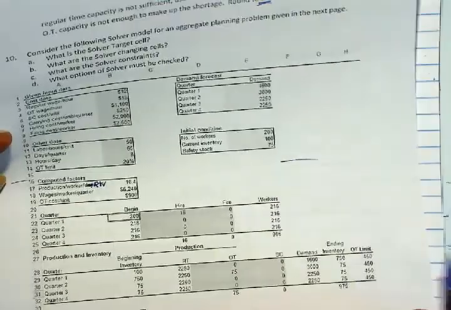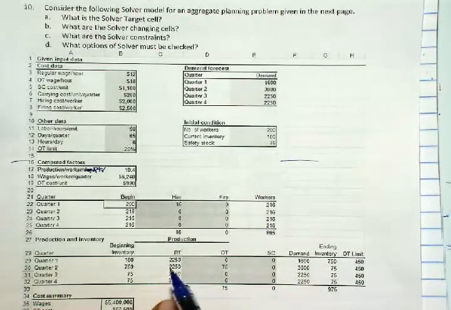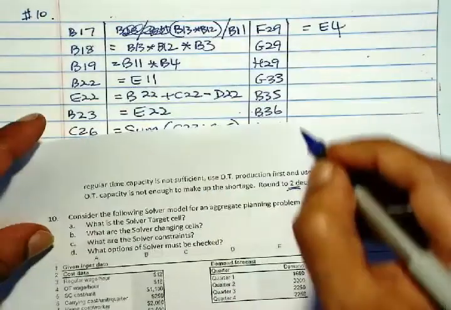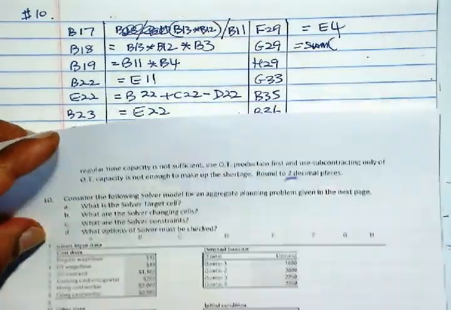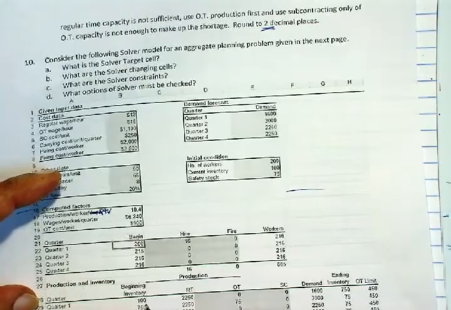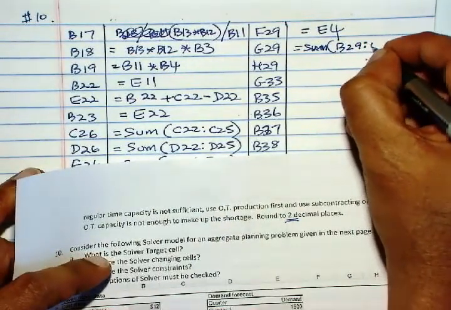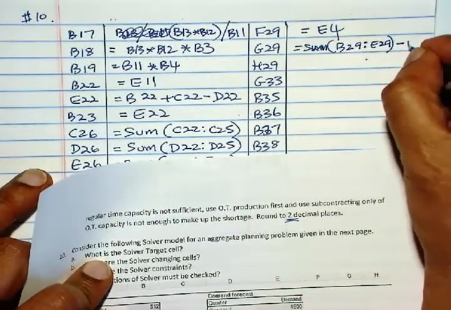G29 is ending inventory. So the ending inventory is sum of all of the beginning inventory, regular time production, overtime production, subcontracting production, and then you subtract the demand from it. So this will be equal to sum of B29 through E29, and then you subtract F29.